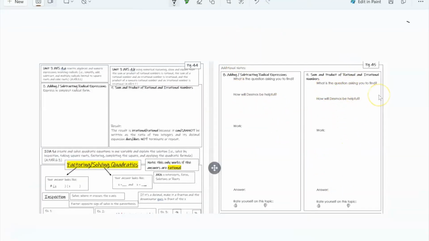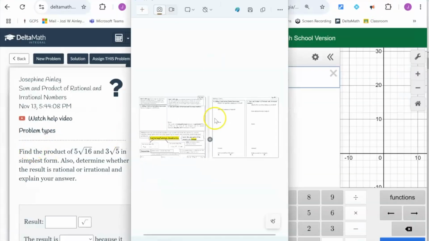So what is the question asking you to find? All right, so whether it's sum, product, how is Desmos going to be useful, the work, your answer, and then rate yourself. Okay, so I do want something written here. You're going to pick one of your questions. So as I do my question, you're going to pause and do yours in the exact same manner or fashion. All right, so let's go ahead and get started.